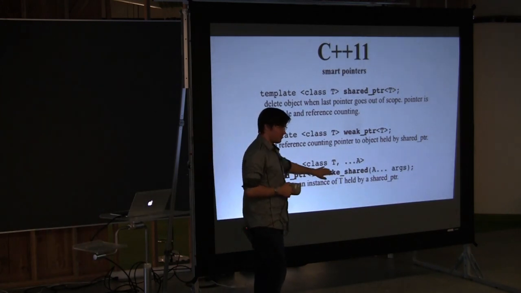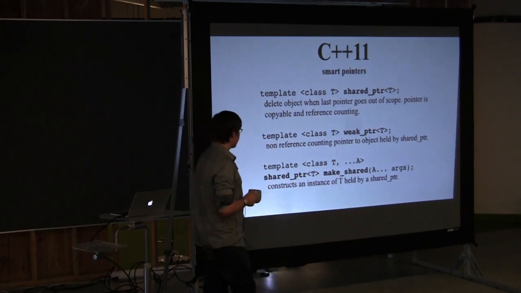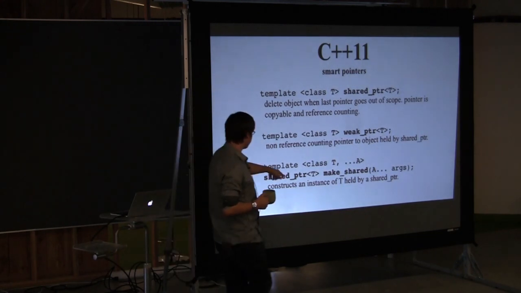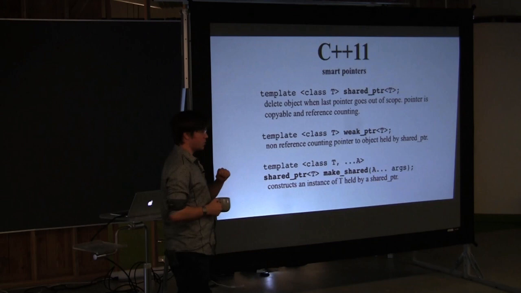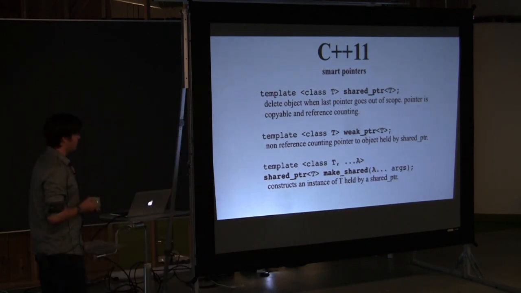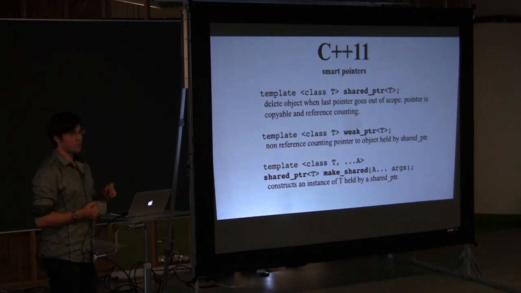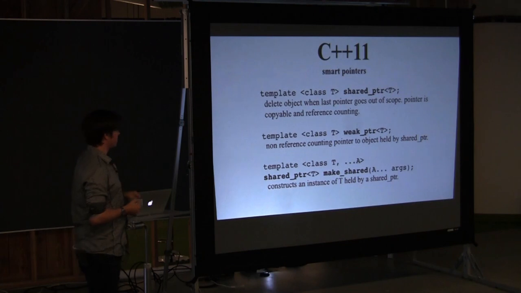And this is one of the most brilliant parts. There's a make_shared, which will construct an instance of type A, or T in this case, for you, and return a shared pointer pointing to it. It will construct it on the heap. Which means that you never ever have to call new or delete anymore, with the exception of the unique pointer. That was an oversight, and it will be fixed in C++14.